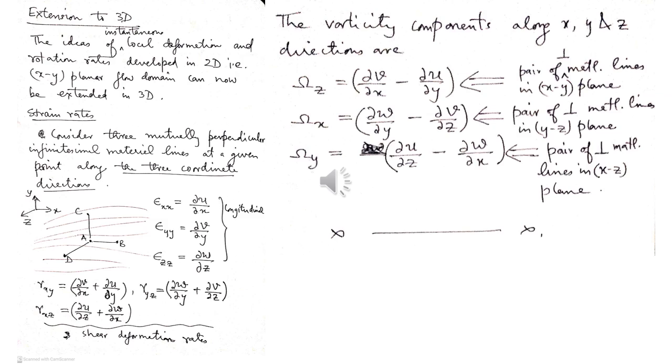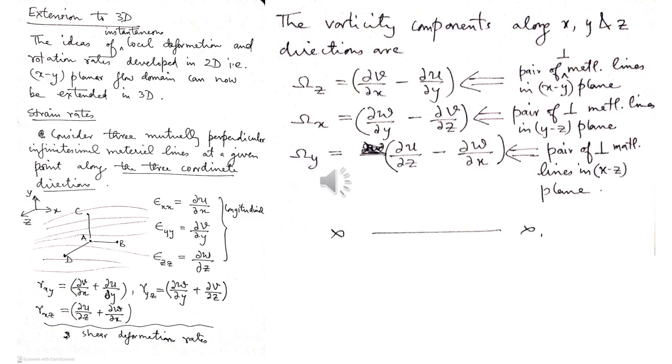All these three are basically the invariants omega theta and omega theta plus pi by 2, but they are contributed by the perpendicular pair of infinitesimal material lines in different planes: xy, yz and xz planes. Okay, so this is how the vorticity components in 3 dimensions look like.